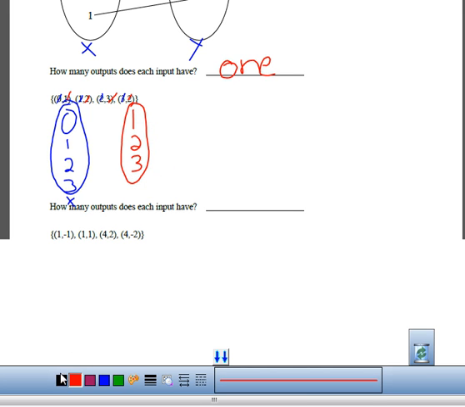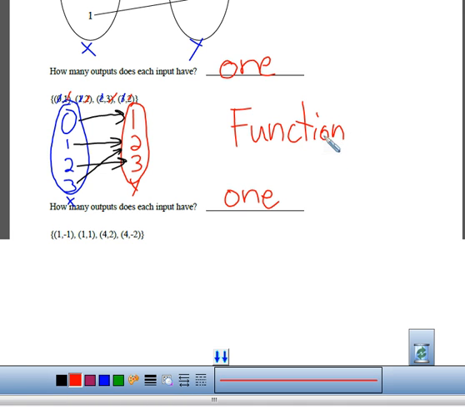Okay? Now let's draw arrows. So 0 goes to 1. 1 goes to 2. 2 goes to 3. And 3 goes to 2. Now, how many outputs does each input have? Oh, by the way, this is our y or our output. So each input goes to only one output. So this is a function. It's very important that you remember that. This is a function. Alright, now we're going to take a look at another example.